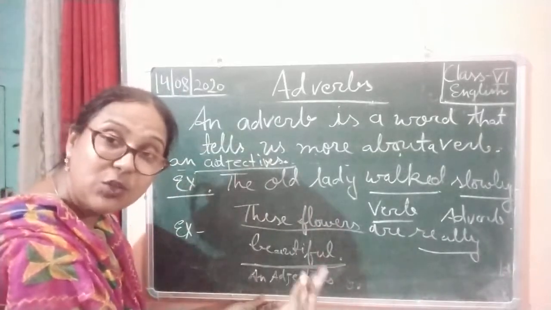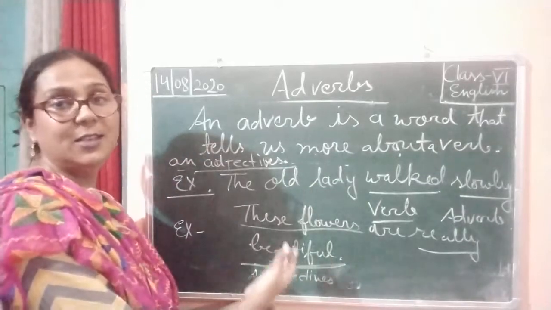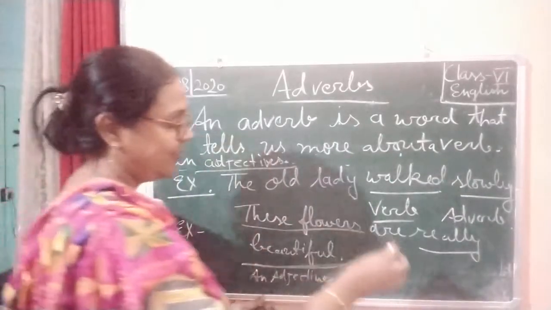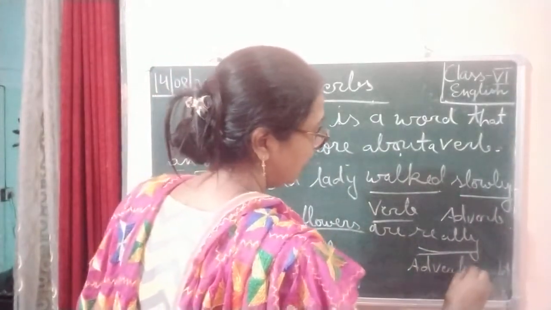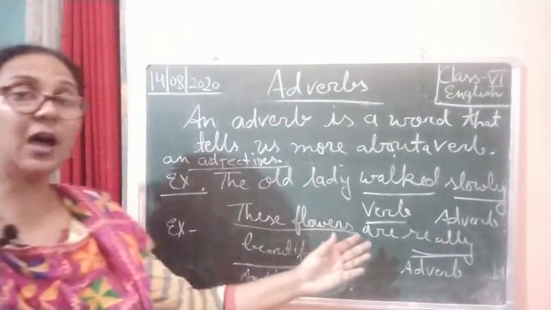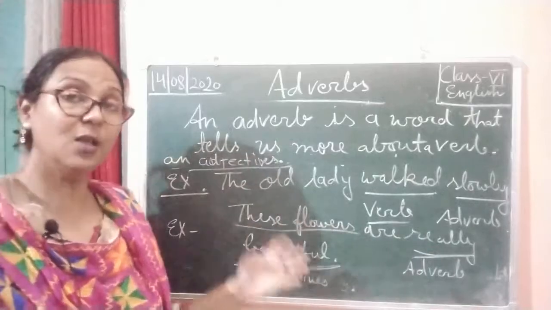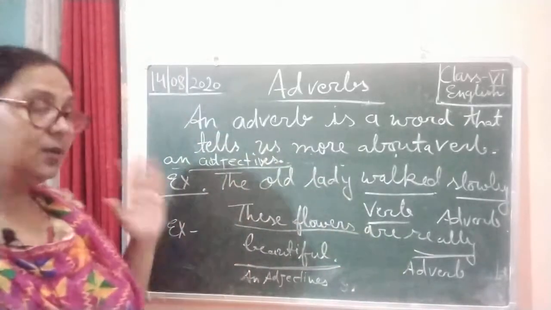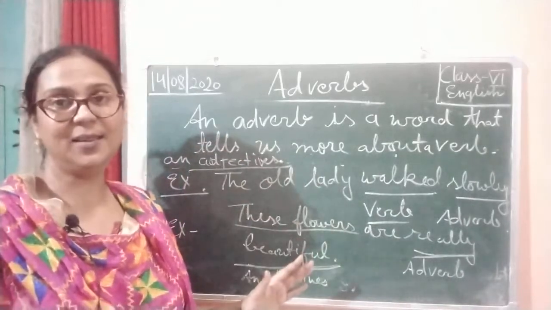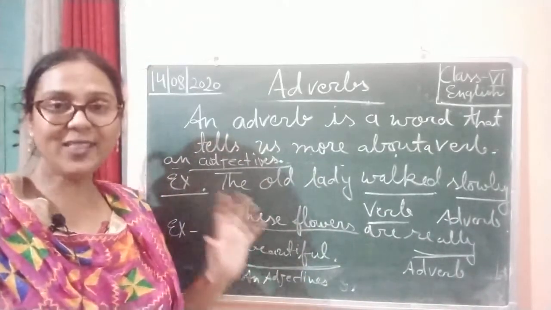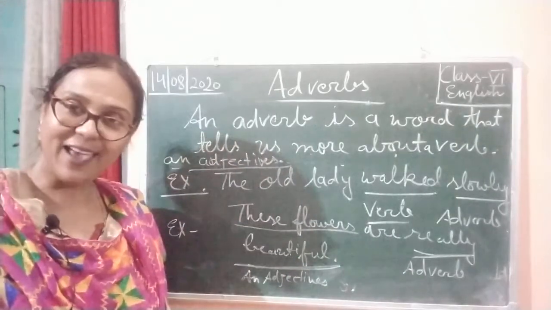So here beautiful is an adjective and it is telling us more about an adjective. Which word is telling you more about the adjective? This is really. So this is called an adverb. Now these flowers are really beautiful. Really is a word that shows more about beautiful. So these two examples, I think, are more than enough to understand the definition of an adverb.